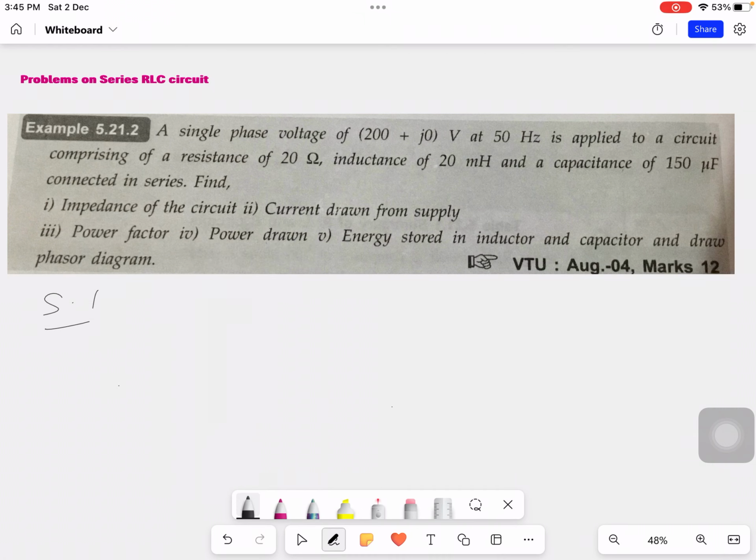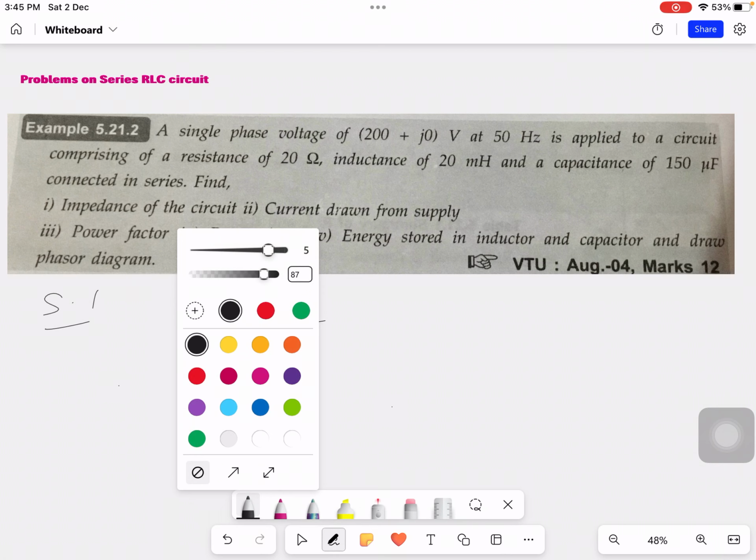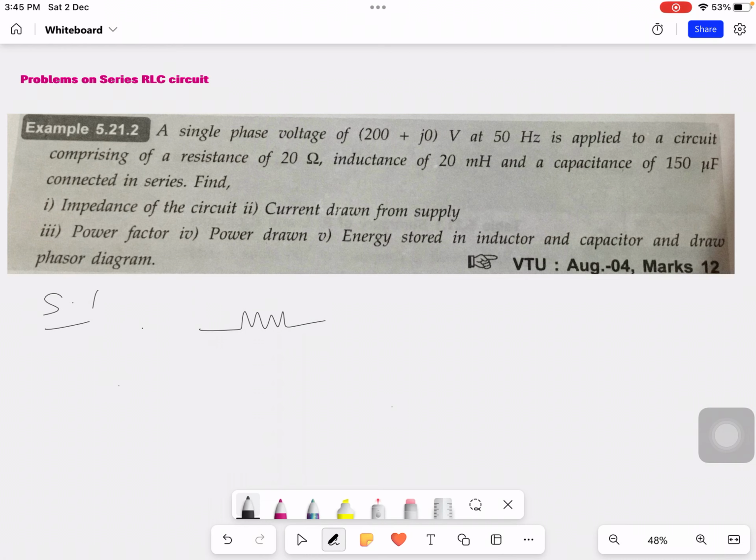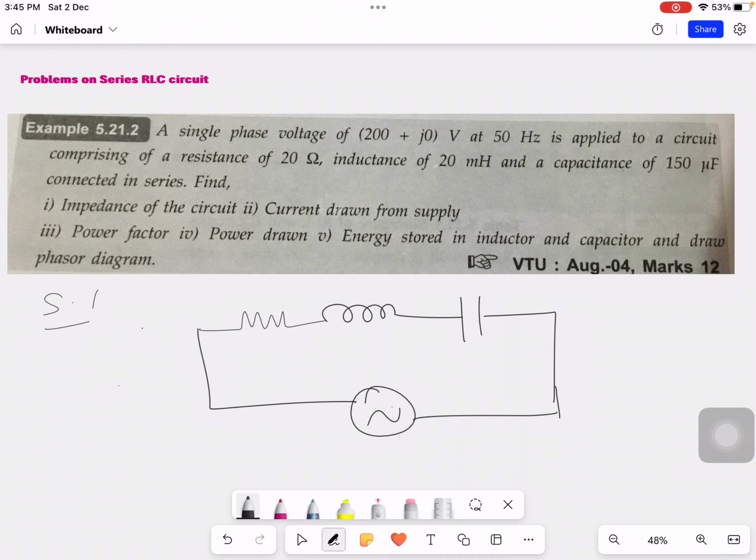So I will write the circuit: R. I will increase the font size for more visibility. Then L, then C is connected across an AC supply, a circuit which contains all the three elements. And what is the voltage given? It is given in rectangular form, so it is nothing but 200 at an angle 0 in polar form. Also you can write 200 plus j0, both are same.